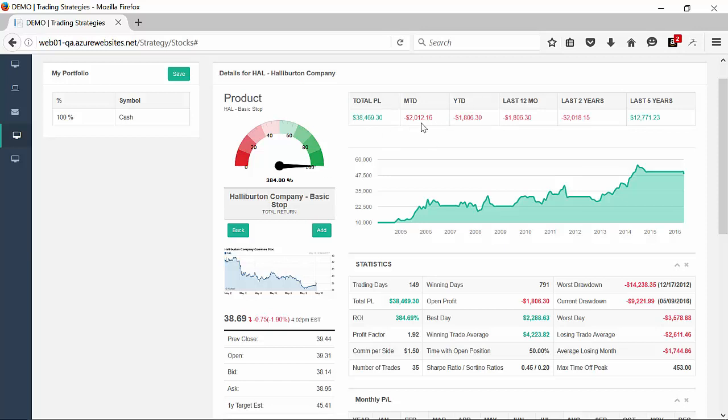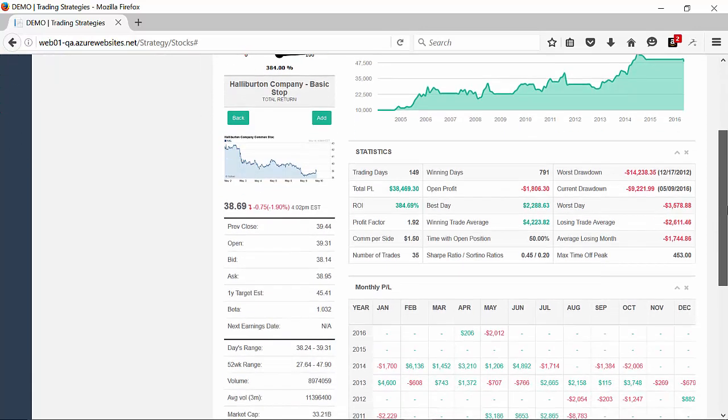Month to date, you can see it's down $2,000. Year to date, it's down $1,800. Last 12 months is down $1,800. Last 2 years is down 2018. In the last 5 years, it's up 12,771.